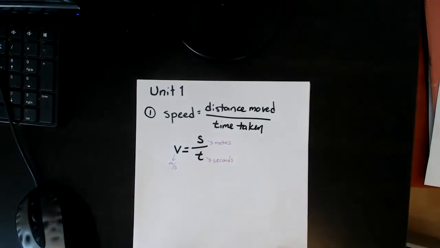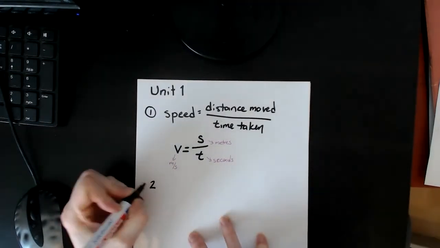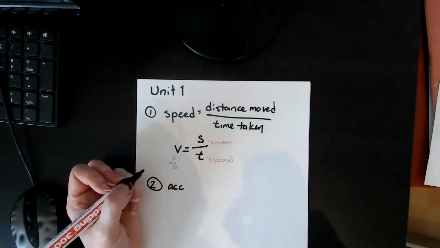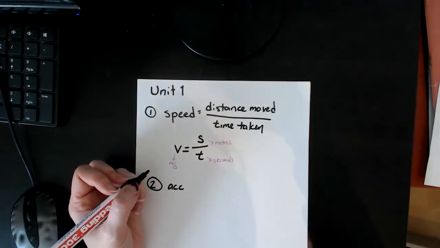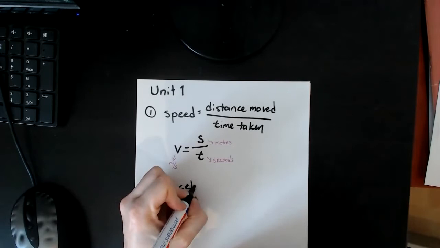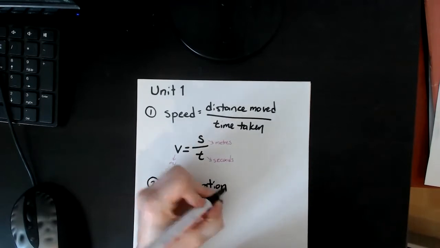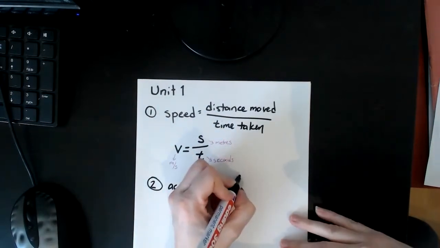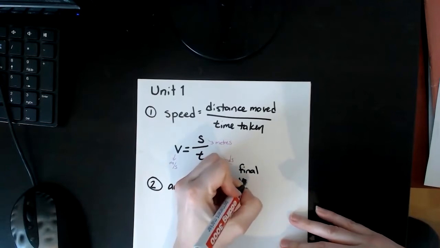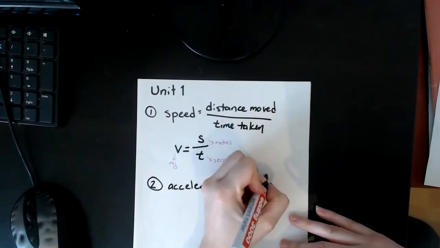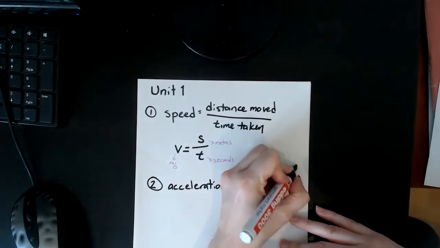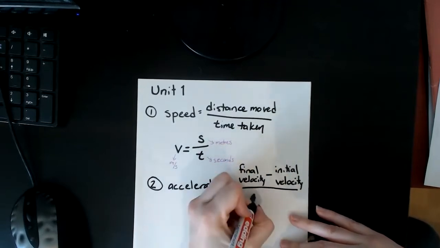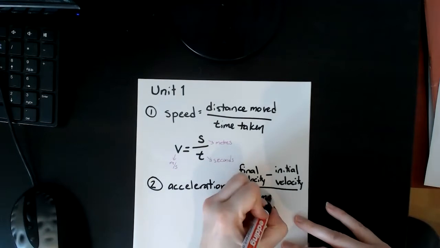All right, that's your first one. The second one then is acceleration. Acceleration is defined as the change in speed. And so in order to know the change in speed, then you need to know, of course, the final velocity. Okay, and then you have to subtract the initial velocity. And that is again divided by the time that is taken.